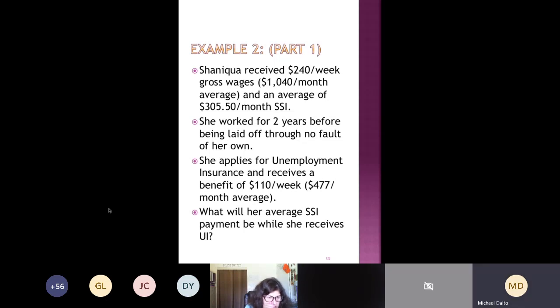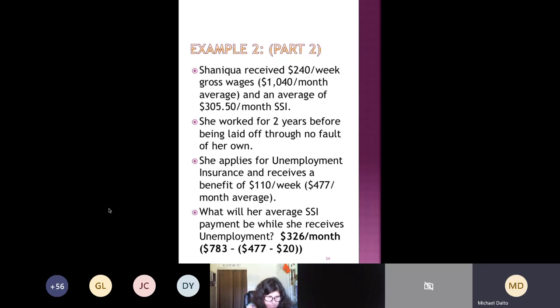Now, Shaniqua was working for 2 years before she was laid off through no fault of her own. She applies for UI, and she's approved for a benefit of $110 a week, which is $477 a month on average. The first question is, what will her average SSI payment be while she receives UI? And the answer is it would be $326 a month, because all but $20 of that $477 a month UI benefit is going to count against her SSI.